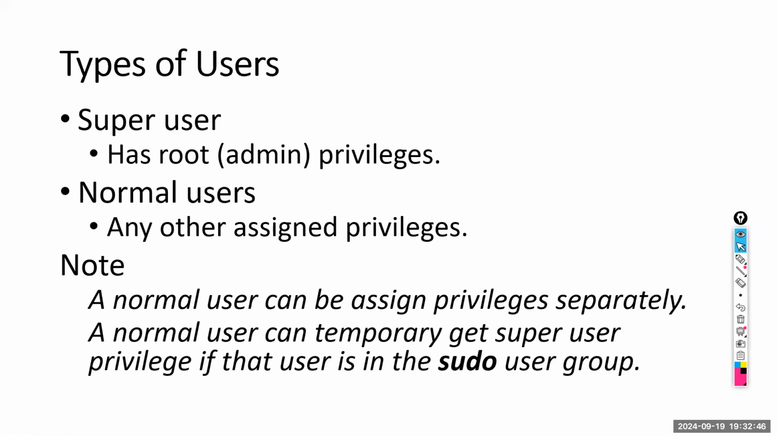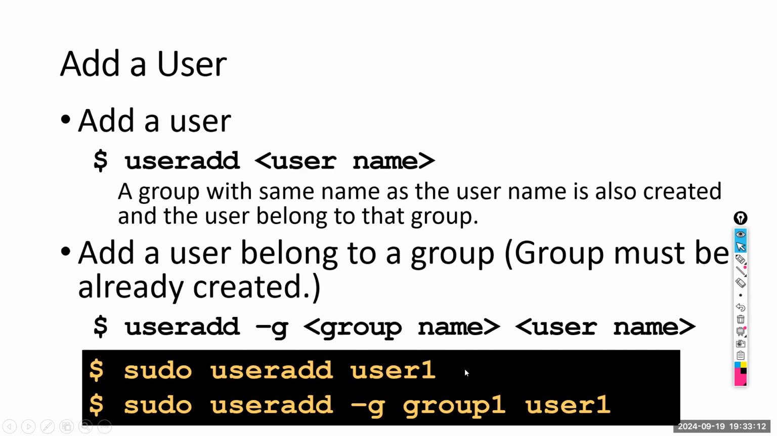So as I told you, we have two types of users, the super user and the normal user. Normal users can assume some of the super user or the admin user's privileges if you use it with sudo, but not every user can do this. If your user is in the sudo group, then only you can use sudo. And of course, when you create a user, if you want, you can add it to the sudo user group.